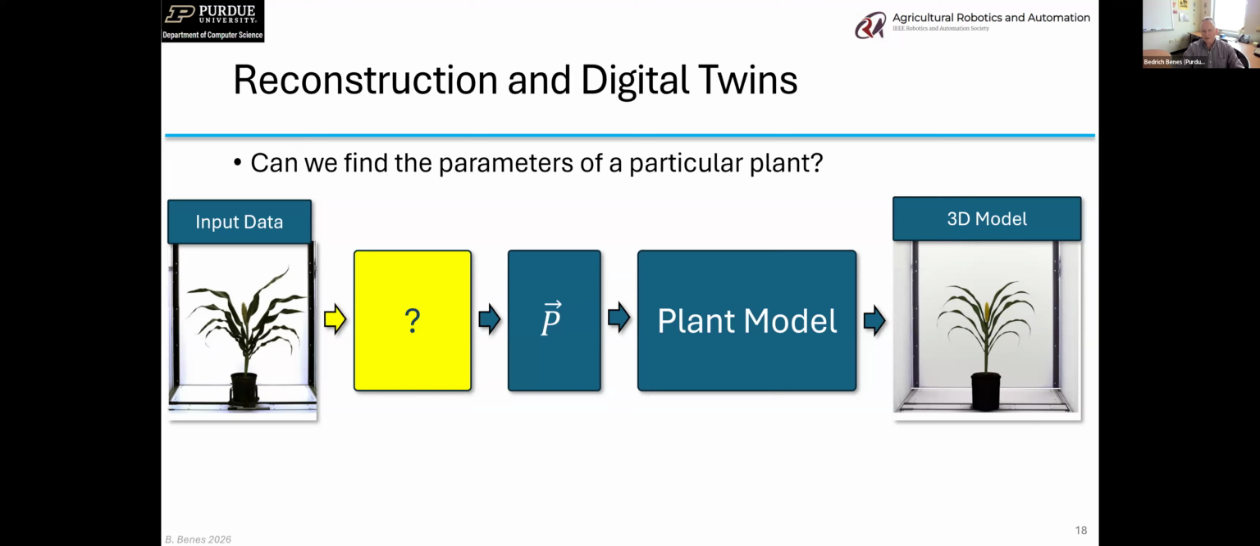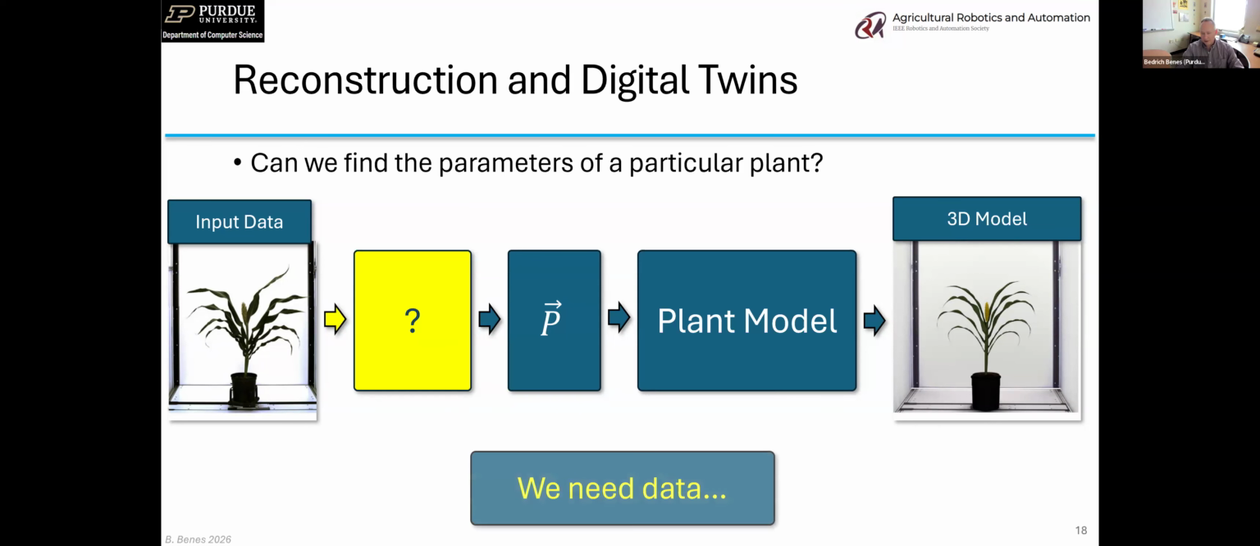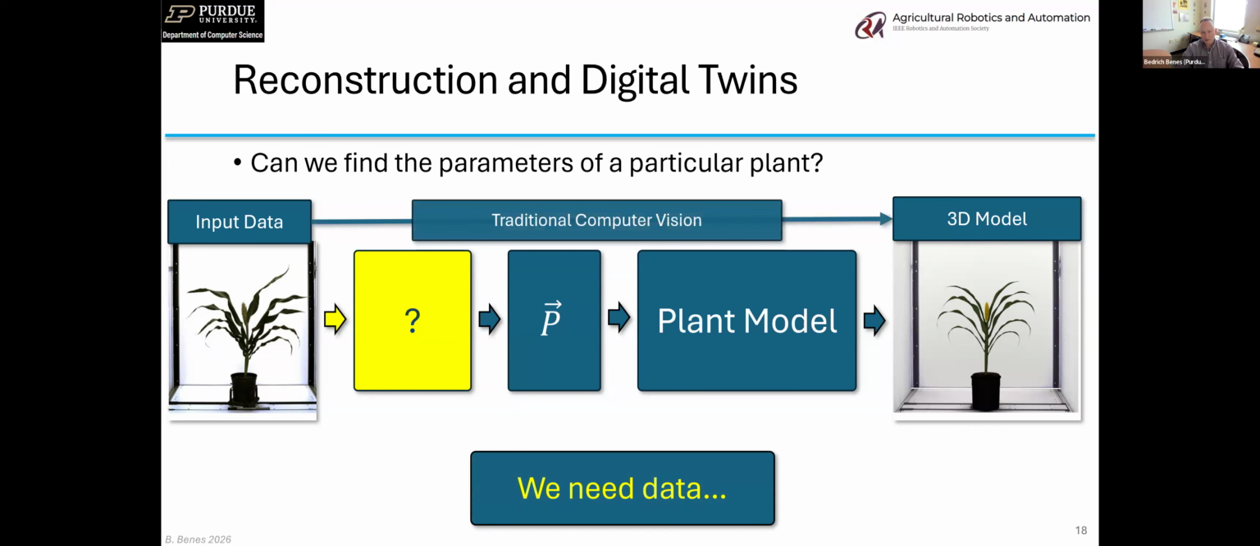And then the digital twin is modeled through the set of parameters only. That seems like a simple exercise, but finding the set of parameters that provides the exact model on the input can be very complicated. Now, if we want to do this, of course, the most important thing is that we need data.